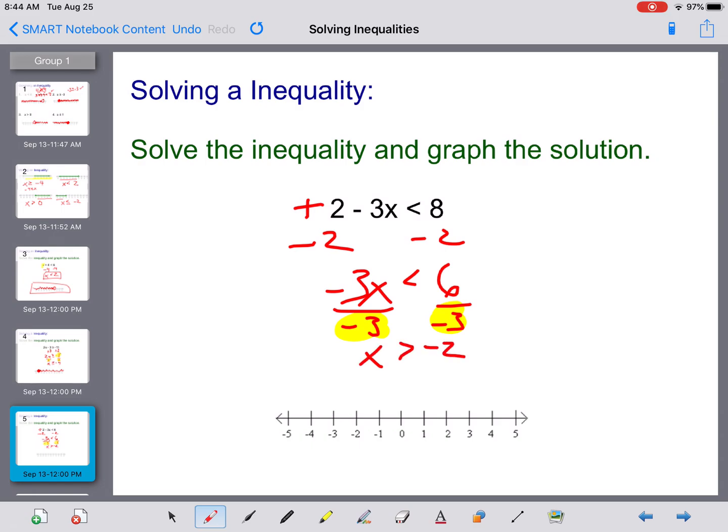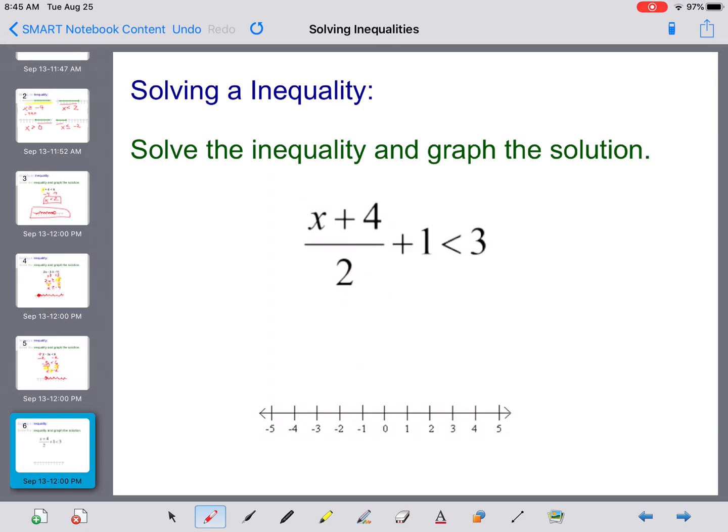So this is a very important step to make sure that you pay attention to, that we flipped our sign because we divided by a negative. That's the only difference with solving equations and inequalities. So we go to negative 2, we have an open circle because it's just greater than, and we're shading the greater than numbers, which is everything to the right.